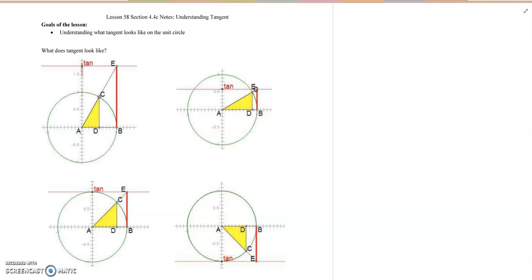Today's lesson is on understanding the tangent. Now we've talked about the sine of an angle is the y value on the unit circle, and the cosine of an angle is the x value. And we've talked about the tangent is y divided by x. But what does tangent actually look like?